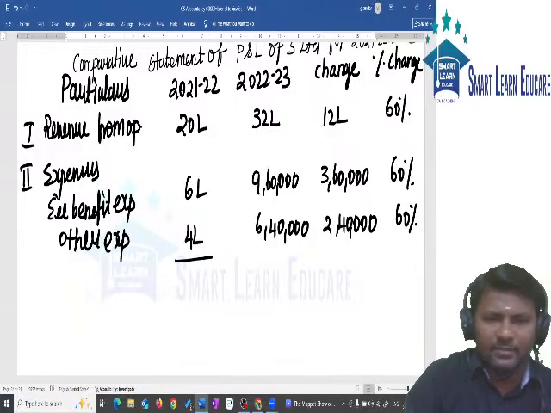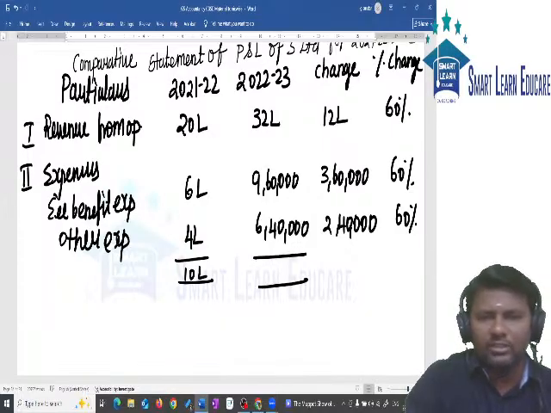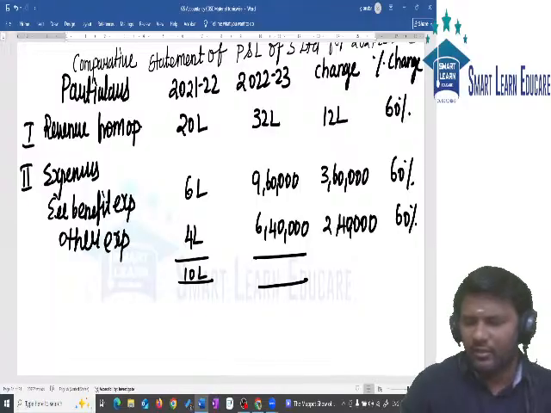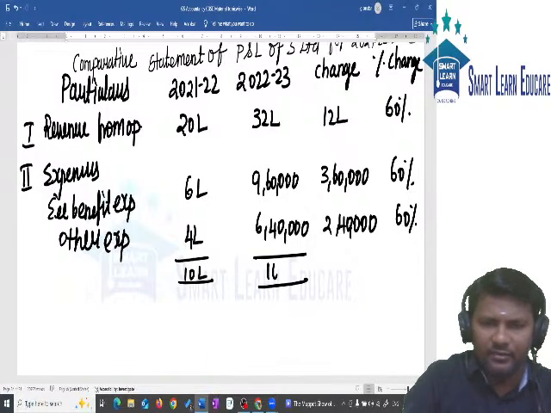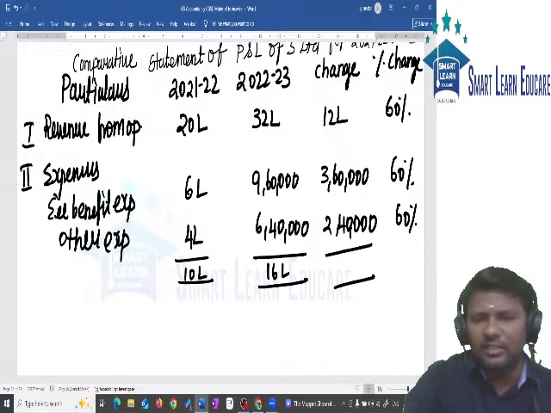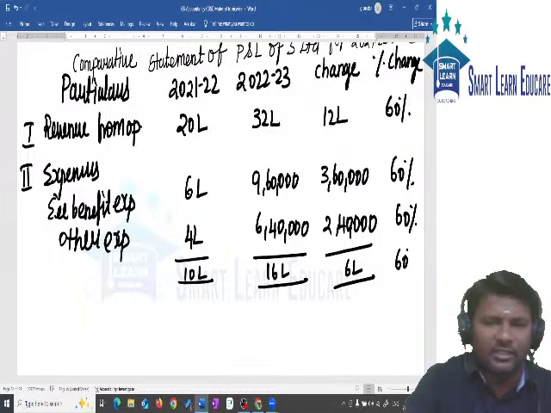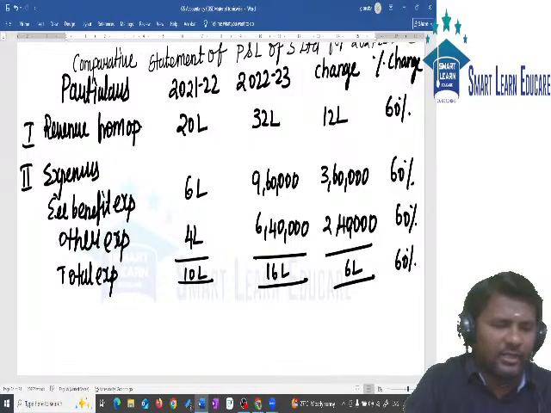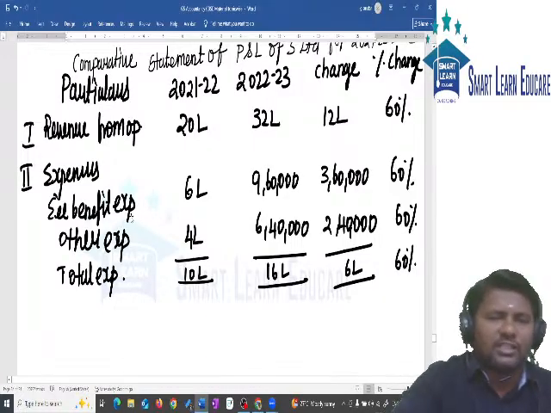What is the total expense? Total expense of last year is 10 lakh. And what is the expense of current year? 9 lakh 60 plus 6 lakh 40 will give you 16 lakh. It means expenses increased to the extent of 6 lakh. 6 lakh will be expressed in terms of percentage. 6 lakh divided by 10 lakh, this is the total expense, will give you 60%.